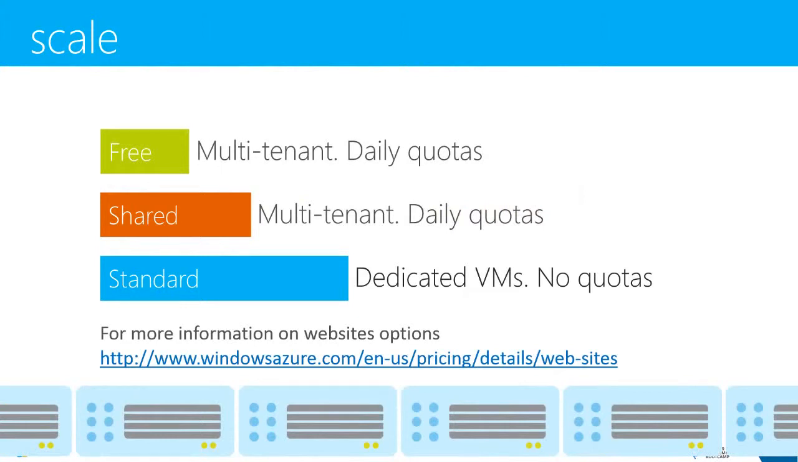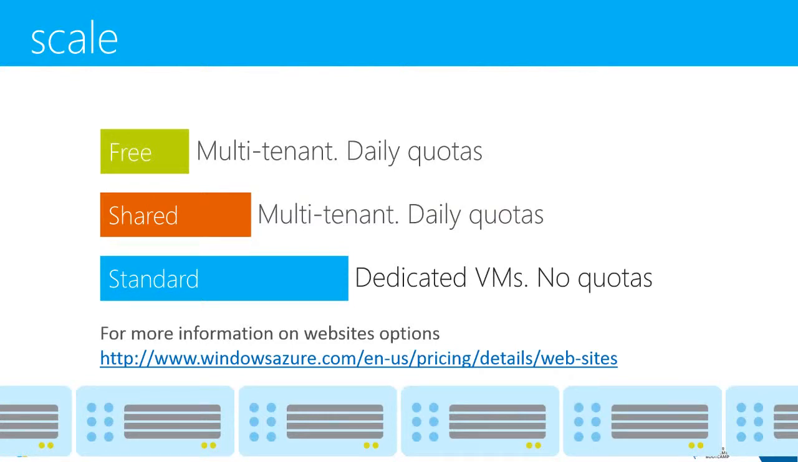Windows Azure websites have 3 pricing models. Free, which is up to 10 sites. This is great for prototyping and dev test scenarios. Shared, this is running on a shared CPU with up to 6 shared instances and 100 sites. Standard, this is dedicated CPU with up to 10 dedicated instances and 500 sites.